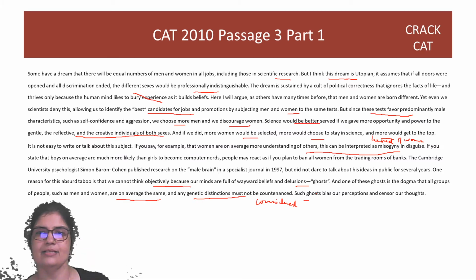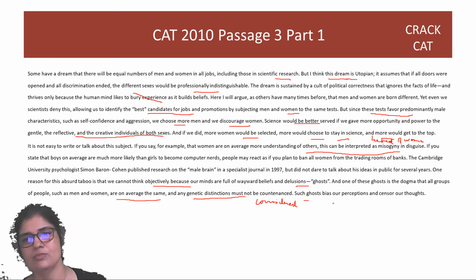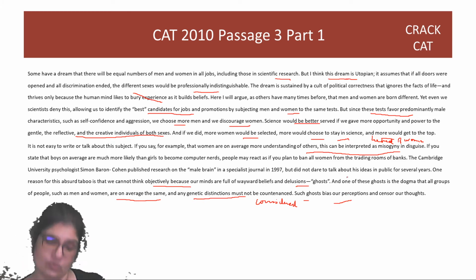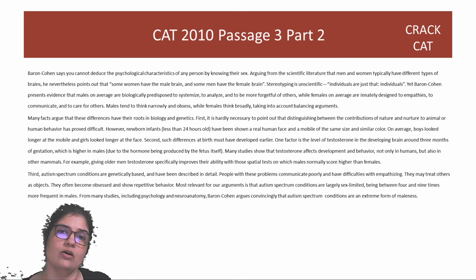So first, they are saying that men and women are not equal and the test favors men. If the test changes, more women can come. The second paragraph talks about there being a difference, but we can't talk about it. The third says you cannot distinguish the psychology of any person by knowing their sex.